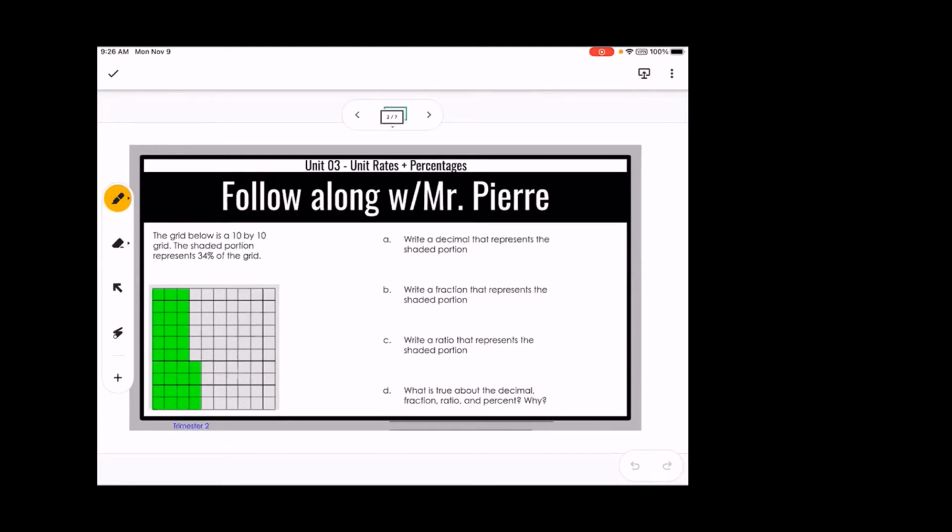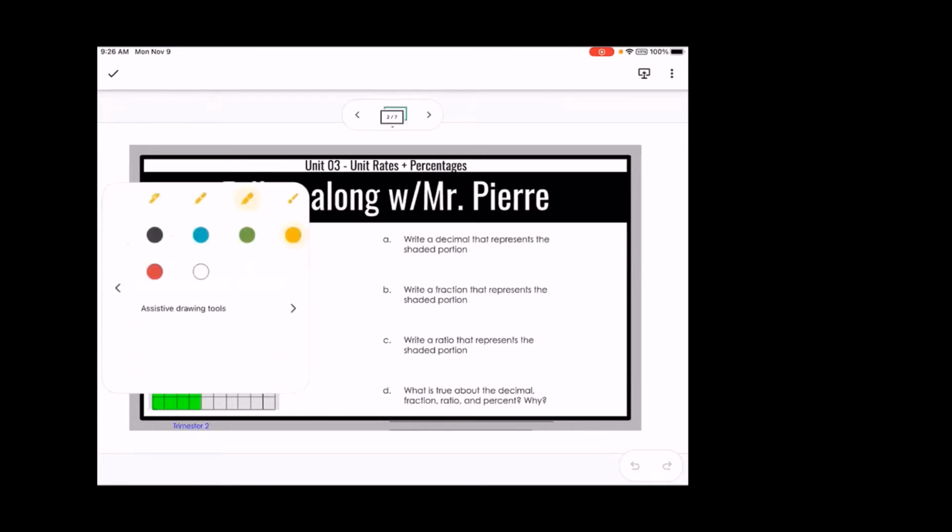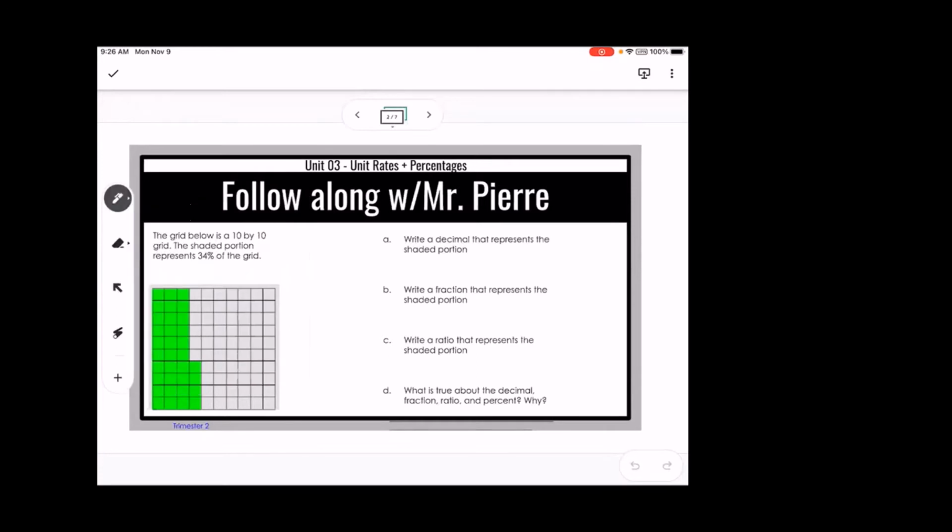Okay, and so what that actually means is that every single one of these, I'm going to change my color to black so that you can see it a little bit better. It means that every single one of these green squares here represents 1%. And because there's a row of 10, then another row of 10, and then another row of 10, and then we have 4 here, this represents 34%, or as a decimal, 0.34.